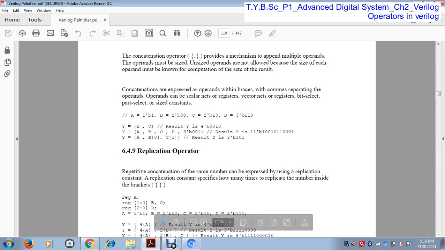Then how do we operate these operands within Y? By using a concatenation operator. So this open curly bracket and this close curly bracket contain the concatenation operator. So this is the concatenation operator.